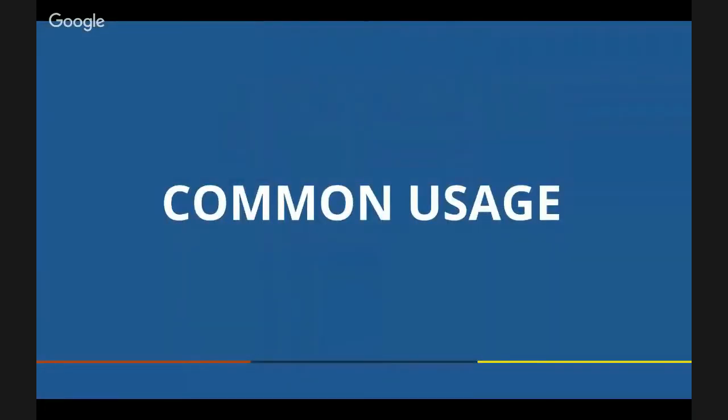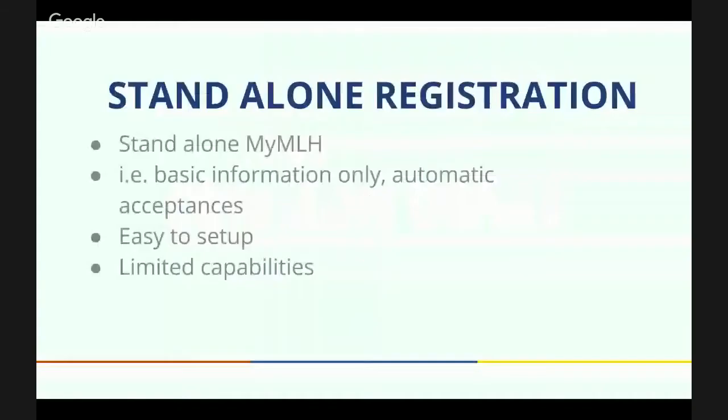So what are the common usages? The first one is just a standalone registration. This relies simply on MyMLH, and the event only needs basic information like your t-shirt size and your food dietary restrictions, anything like that. Typically these are automatic acceptances, so anyone that applies is welcome to the event. It's pretty easy to set up, like we'll see in a second. However, there are limited capabilities of what it can do.